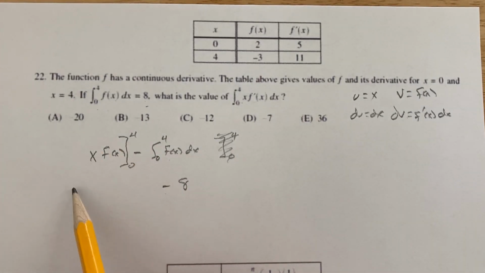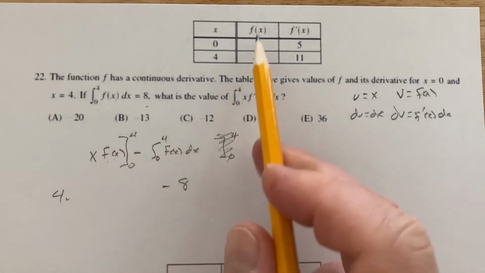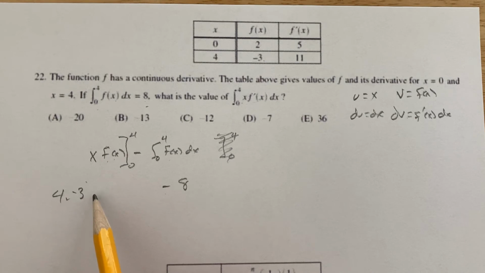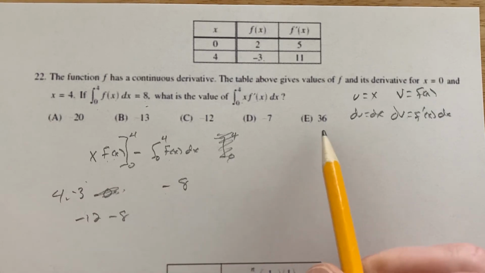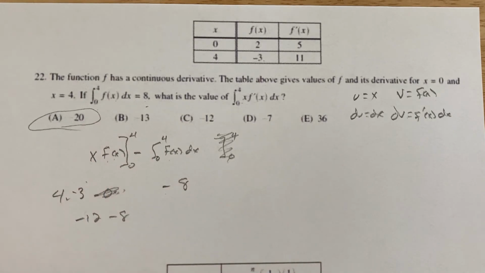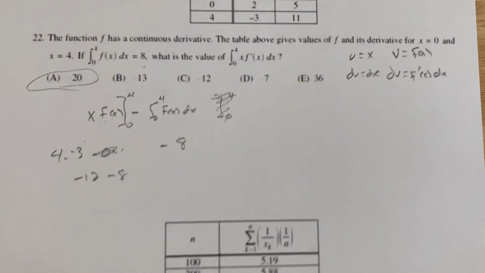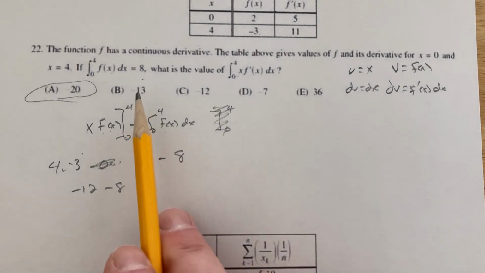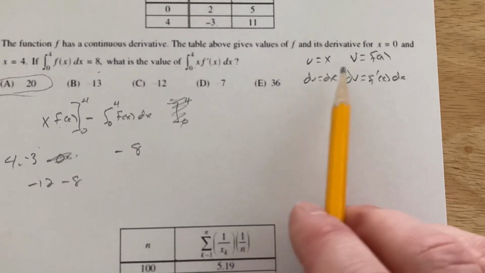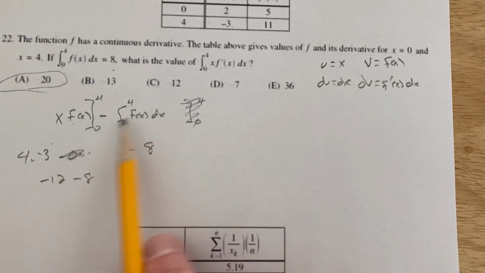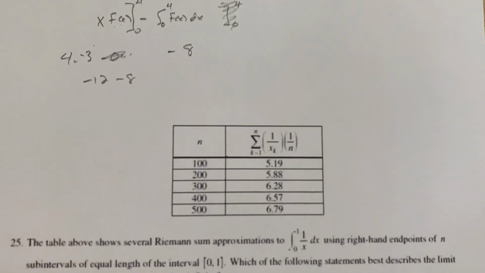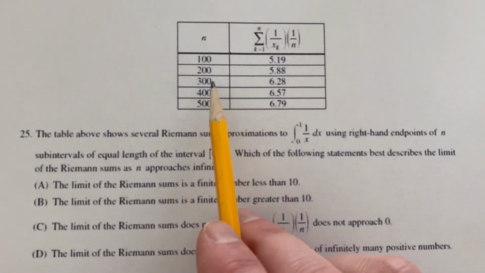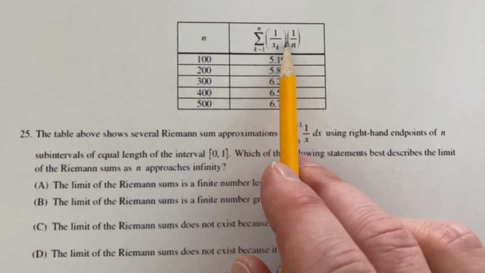But on this first part, we're going to do 4 times f of 4, which is negative 3, minus 0 times f of 0, which who cares, that goes away. So we end up with negative 12 minus 8, which is negative 20. So this is definitely a tricky kind of problem. I have seen it from time to time, but it is on the trickier side. The by parts is one thing to notice, but then being able to navigate that can be a little hard.